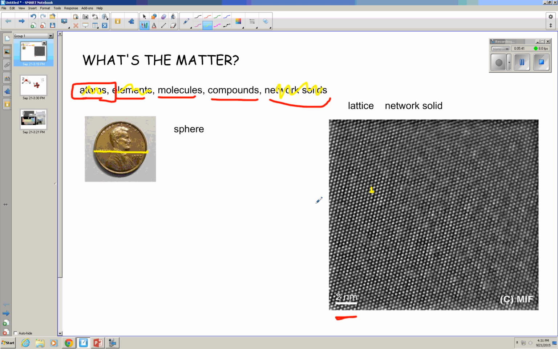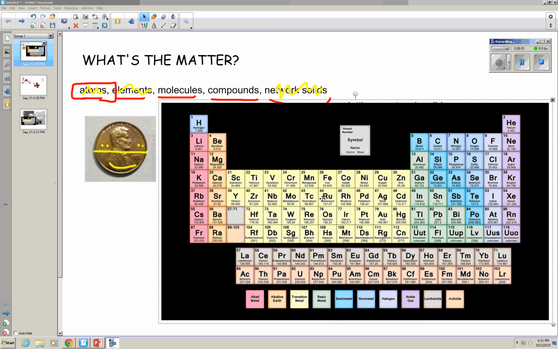Here's what we haven't talked about yet. These are gold atoms. We know that there's copper atoms in our penny here. Are there any other different types of atoms? Well, it turns out there's about 118 of them. Okay, I'm going to show you that right now.